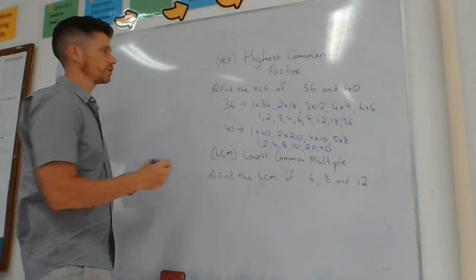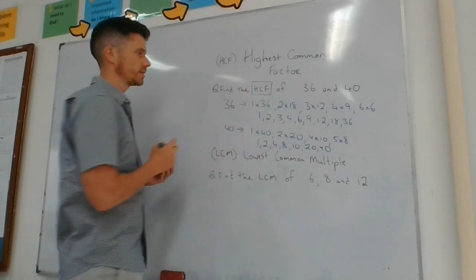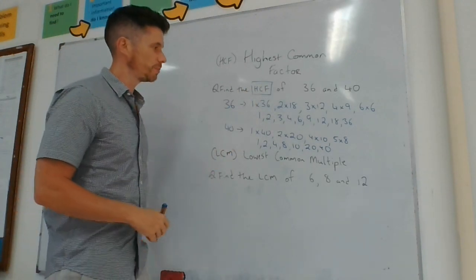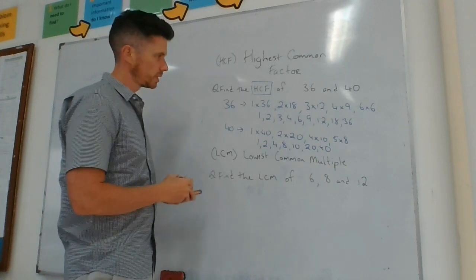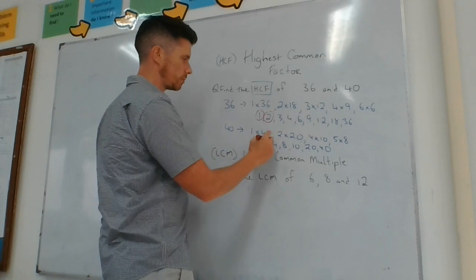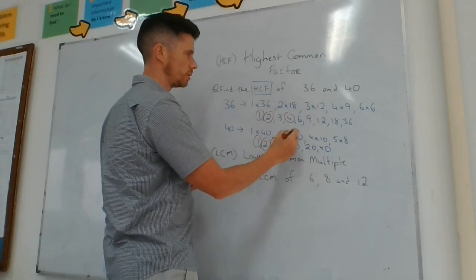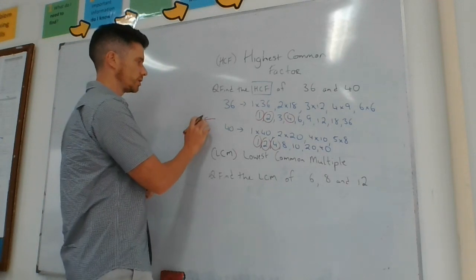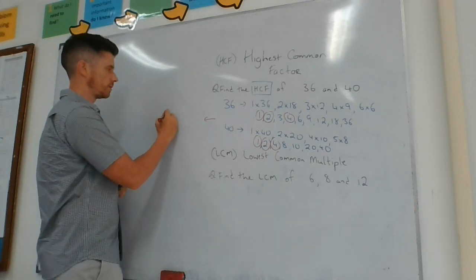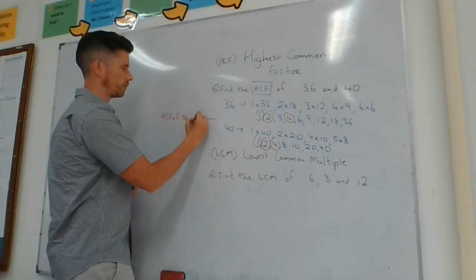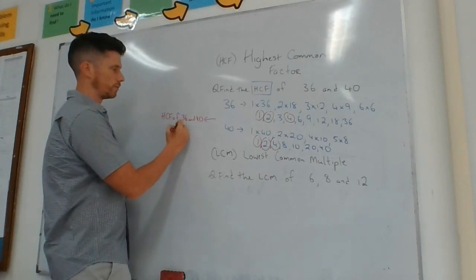Now, I look through the numbers, I'm trying to find the highest common factor. So it's got to be common to both lists. It's got to be the biggest number that's common to both lists. And I'm looking, 1 is common, 2 is common, 4 is common, and that's it. So that means for this question, the HCF of 36 and 40 is 4.